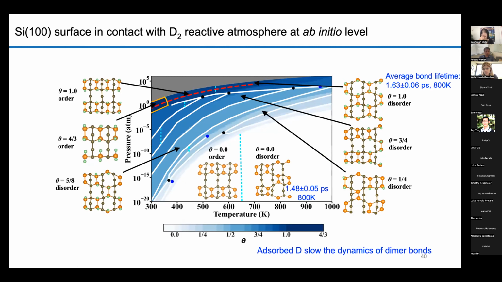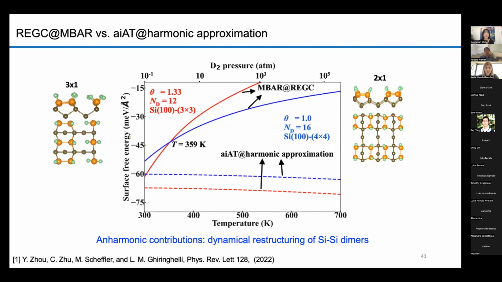The estimated average bond lifetime of the silicon-silicon dimer bond is longer on the deuterium-covered surface than on the pristine surface, which indicates that the sorbate slows the dynamics of the silicon-silicon dimer bonds.